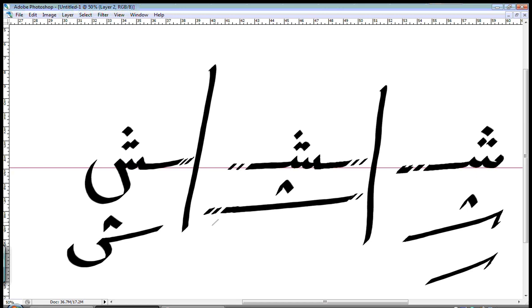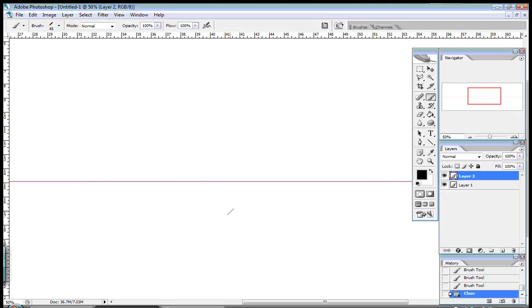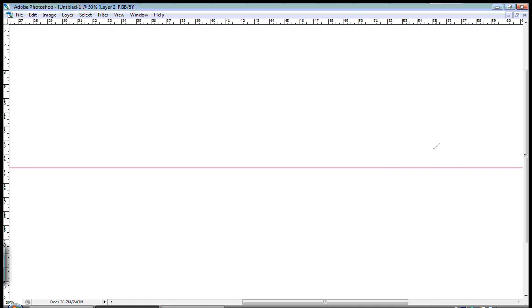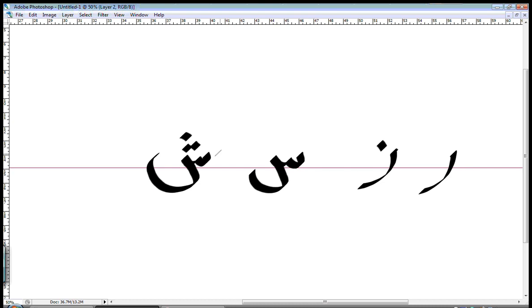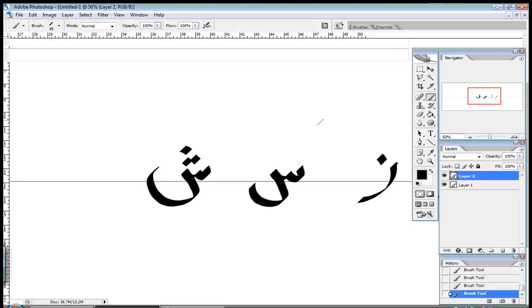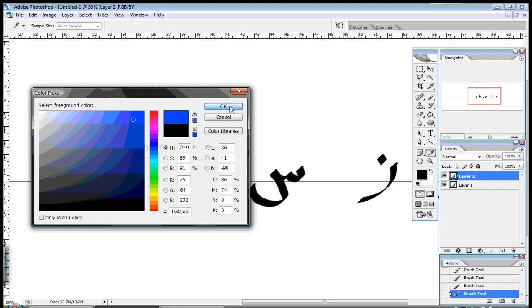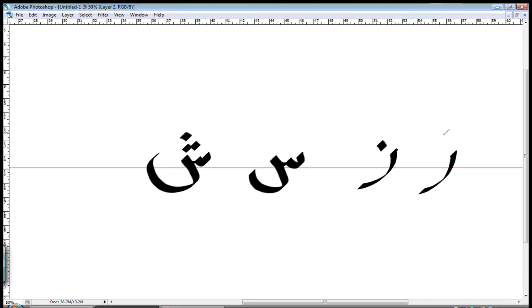So these are the 4 letters for today. Again, I'll go over them quickly before I end. It's Ra, Za, Siin, Shiin. Let's pronounce these really quickly. It's Ra, Ru, Ri, Za, Zu, Zi, Sa, Su, Si, Sha, Shu, Shi.